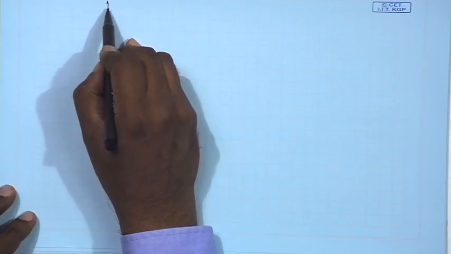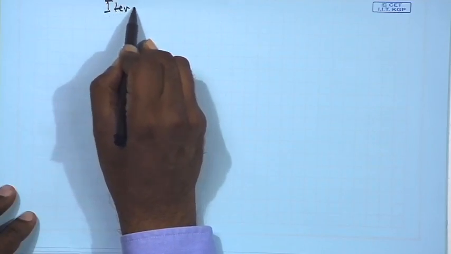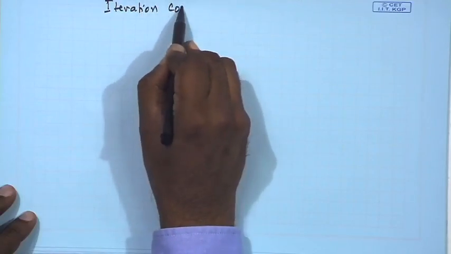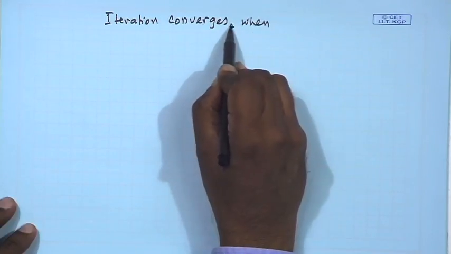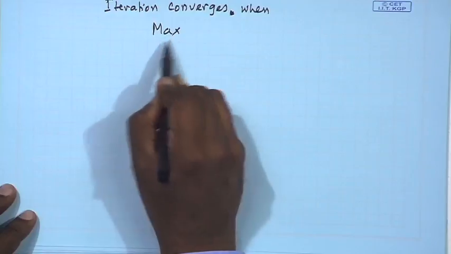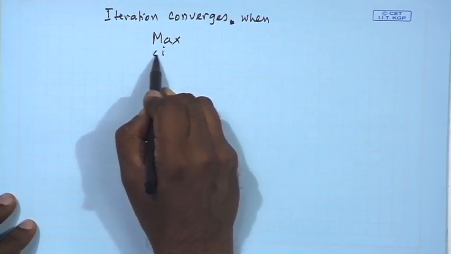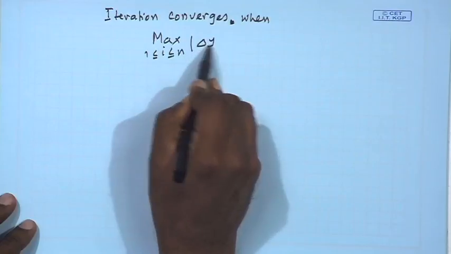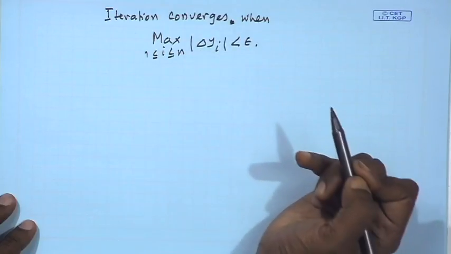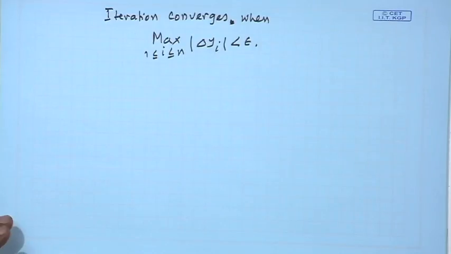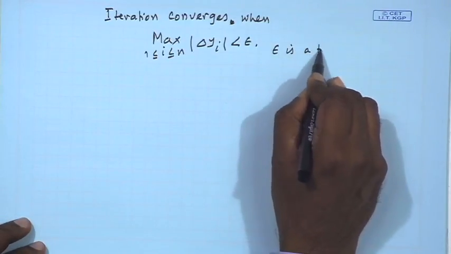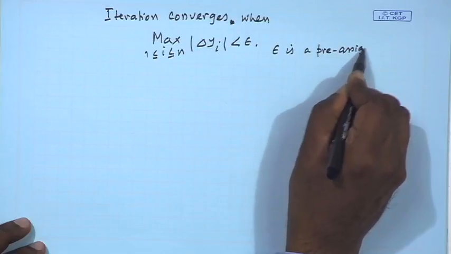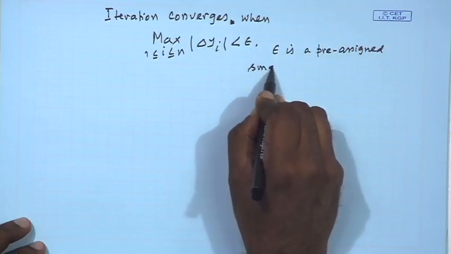The iteration procedure should go on till the iteration procedure converges, when max over 1 less than or equal to i less than or equal to n of delta yi is less than epsilon. It is as good as saying the two successive iterated values differ by less than epsilon. Here epsilon is a pre-assigned small positive number.